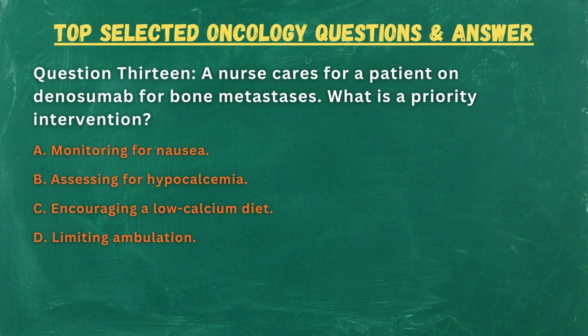Question 13. A nurse cares for a patient on denosumab for bone metastases. What is a priority intervention? A. Monitoring for nausea. B. Assessing for hypocalcemia. C. Encouraging a low-calcium diet. D. Limiting ambulation. Answer: B. Assessing for hypocalcemia.